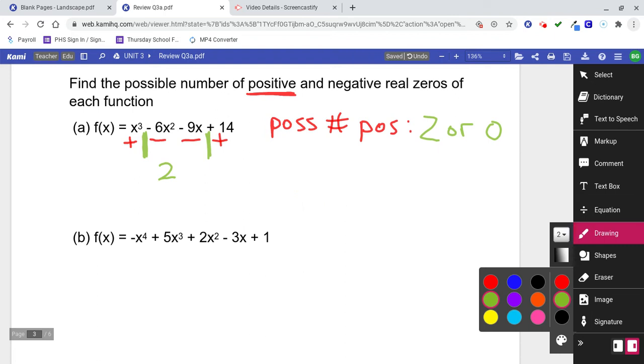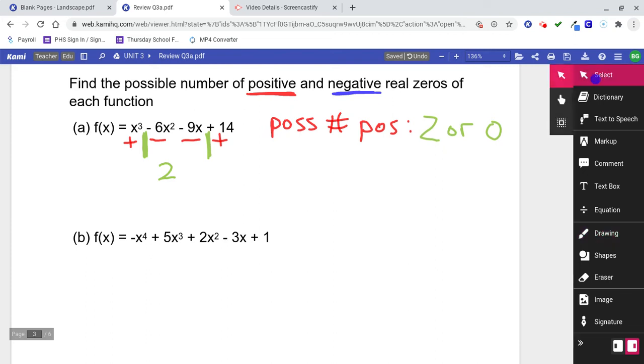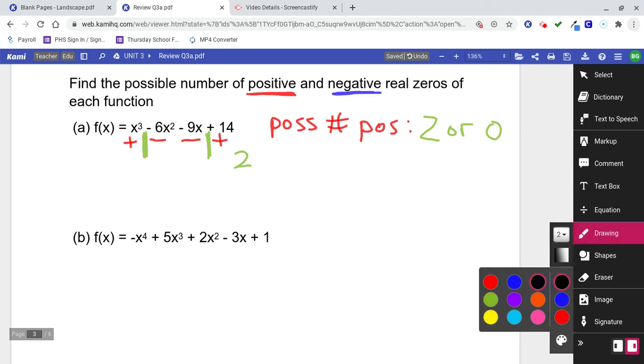All right. So good question. Now we have to talk about the possible number of negative real zeros. So this one's a little bit harder. I'm going to move this real quick because I need a little bit more space. It's a little bit harder because what you're going to have to do is take the function and change your x to a negative x. So if I'm talking about the negatives, I'm going to take every x and change it to a negative x. So that's going to be negative x to the third minus 6 times negative x squared minus 9 times negative x plus 14.